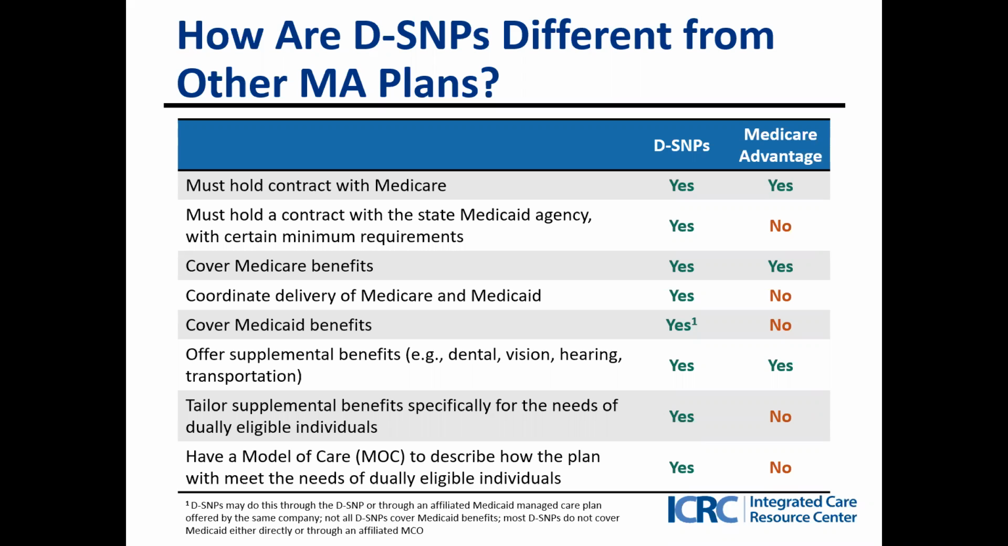Additionally, although both D-SNPs and other Medicare Advantage plans may offer supplemental benefits like dental or transportation, only D-SNPs have the opportunity to tailor those benefits to address the specific needs of the dually eligible population. This is because they're only enrolling that population to begin with, rather than balancing those needs with a wider population of Medicare enrollees. Finally, as with all special needs plans, D-SNPs must have a model of care to outline how they will meet the needs of dually eligible individuals. Next slide.